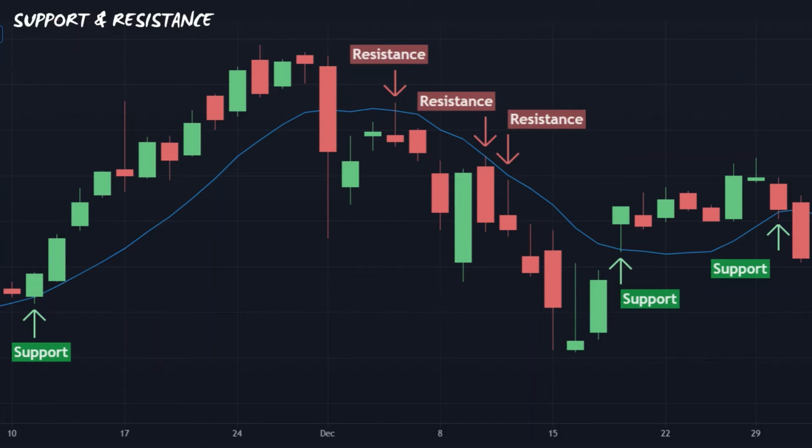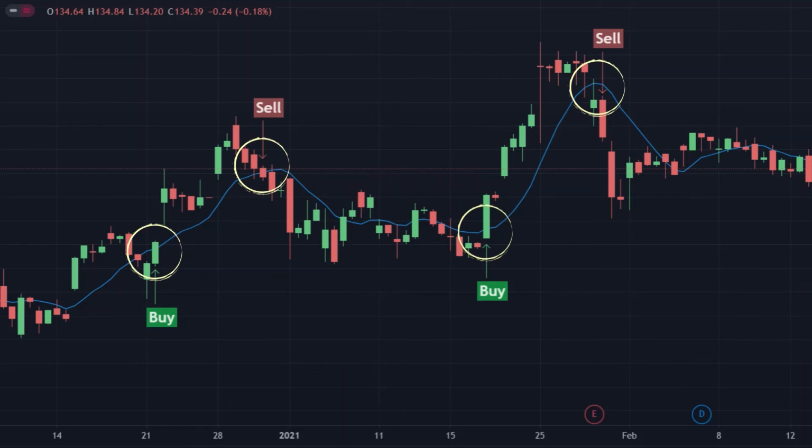In a trending market, when a candlestick closes above the moving average following a downtrend, it produces a buy signal, and when a candlestick closes below the moving average following an uptrend, it produces a selling signal. Traders can use these signals, along with other technical indicators, chart patterns, and candlestick patterns, to enter or exit positions with more conviction.